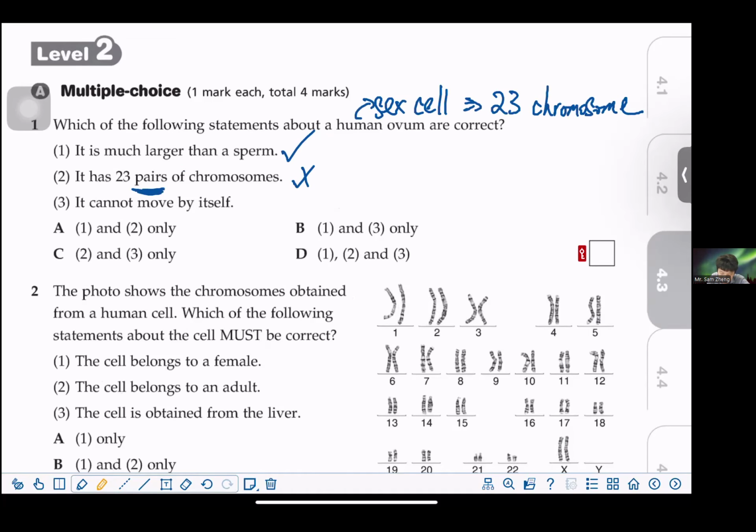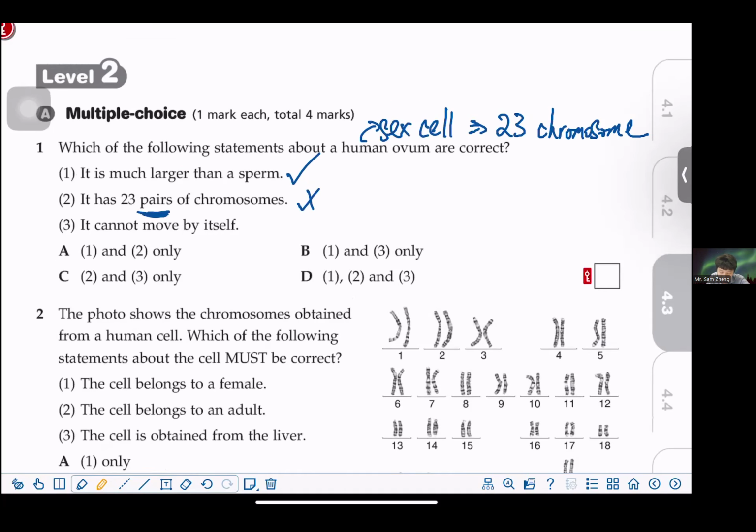So in this case, there should not be 23 pairs. It's only 23 chromosomes. If it is 23 pairs, then it would be equal to 46, so it cannot move by itself. Yes, it is also correct. So therefore, the answer here would be 1 and 3.